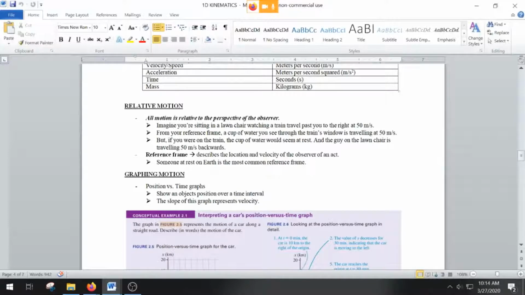Also, keep in mind that yes, all motion is relative. It's going to depend on the observer itself. You can read through that example again, but it's pretty straightforward. If you are traveling as fast as the object you're observing, well, relative to you, that object is stationary. But again, most of the time we're dealing with a reference frame that is stationary. But you can always change your frame of reference to make problem solving easier.